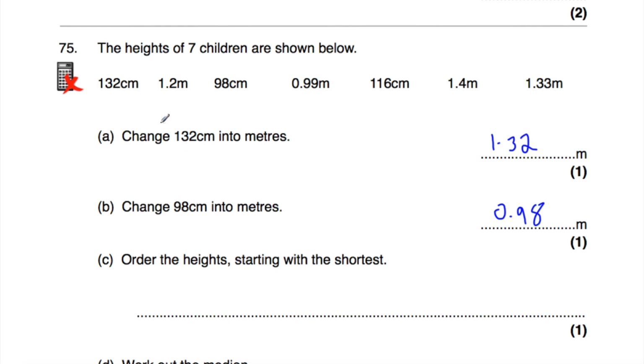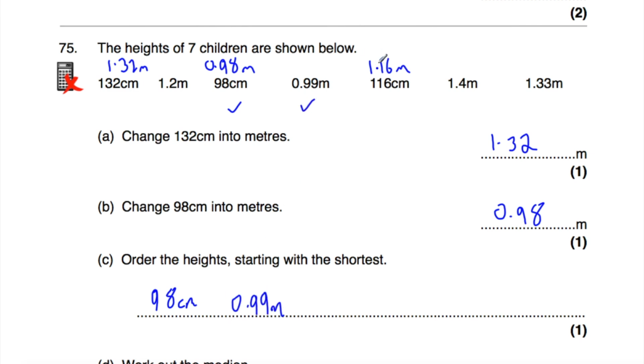And then we've been asked to arrange the heights in order, starting with the shortest. So actually what I'm going to do is change them all into metres. So we've got 1.32 metres, we've got 1.2, 0.98 metres, we've got 1.16 metres, and then everything's in metres. Okay, so the smallest one will be this one, which is 0.98 metres, or I'm going to put it in 98 centimetres. So that's the smallest. And then the next shortest will be this one, 0.99 metres.